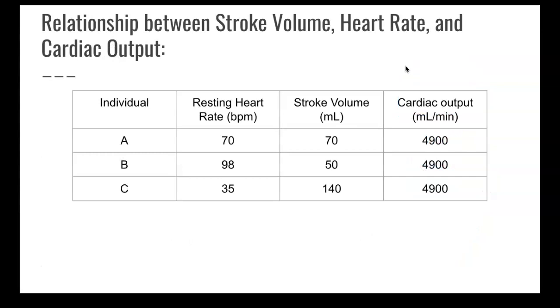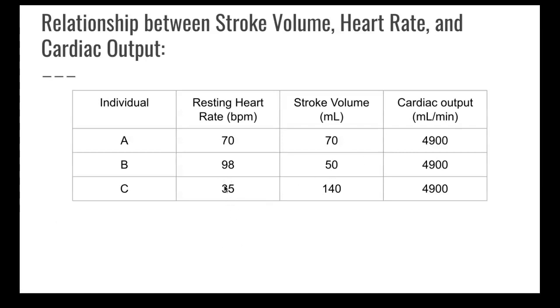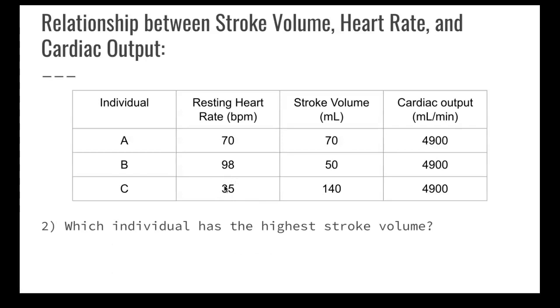So we had this question, and just to relate it to real life information, we have 3 different individuals with different stroke volumes and different heart rates, but they all have the same cardiac output. So with that being said, who has the lowest resting heart rate? Well, that would be individual C. They are at 35.